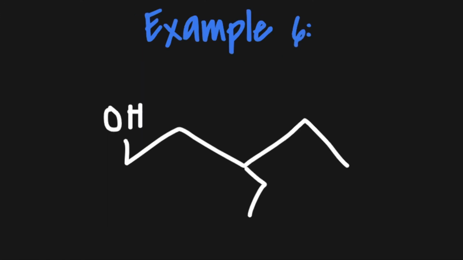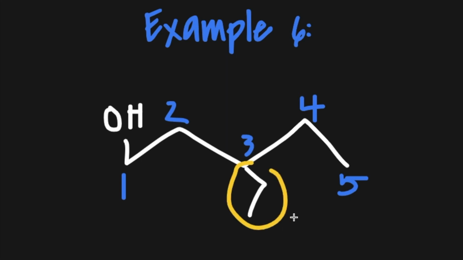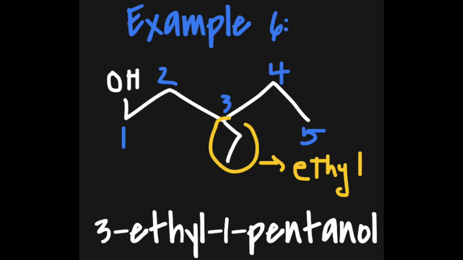Finally, on to our last example. There's 5 carbons in total with the hydroxyl group on the first one, so it will be 1-pentanol. Now for naming the substituents, there's an ethyl located on the 3rd carbon. So now pause the video and try to name it yourself before I reveal the answer. Combining it all together, we get the name 3-ethyl-1-pentanol.